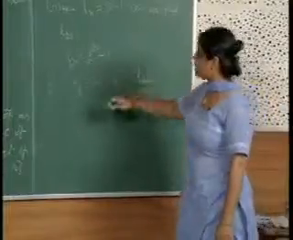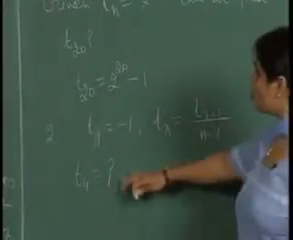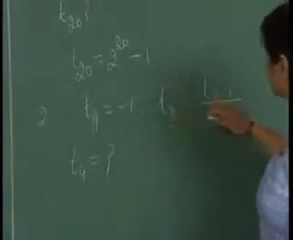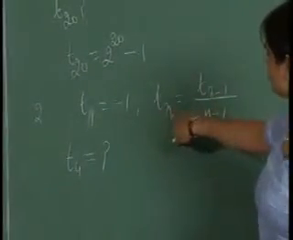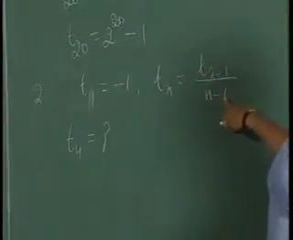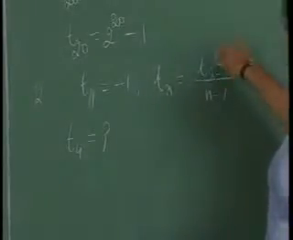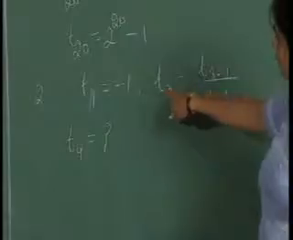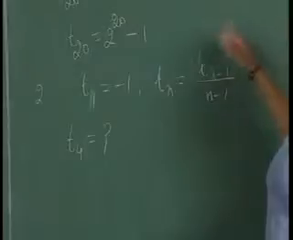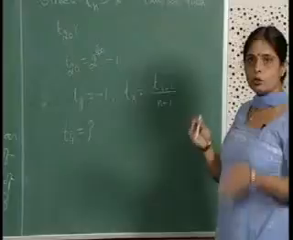If we have to find, say, T4 in this sequence, how will we go about it? T4 cannot be found directly from here, because if I put n is equal to 4, I will have T4 is equal to T3 divided by 3. So I need to have the value of T3. But how to calculate T3? When I put n is equal to 3, I will get T2 divided by 2. So I need to compute T2 for that. And for T2, I need the value of T1. So I'll have to go one by one.